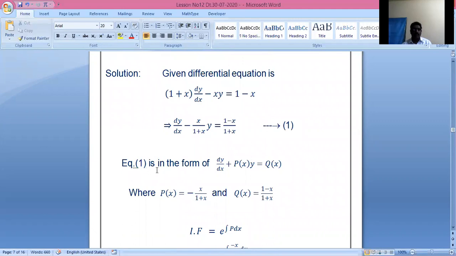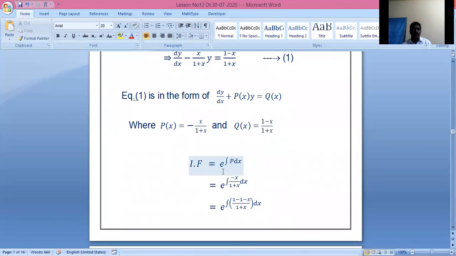Now equation 1 is in the form of dy by dx plus p of x into y is equal to q of x, where p of x is equal to minus x by (1 plus x), and q of x is equal to (1 minus x) by (1 plus x). IF is equal to e to the power of integration p dx, that is equal to e to the power of integration of minus x by (1 plus x) dx.